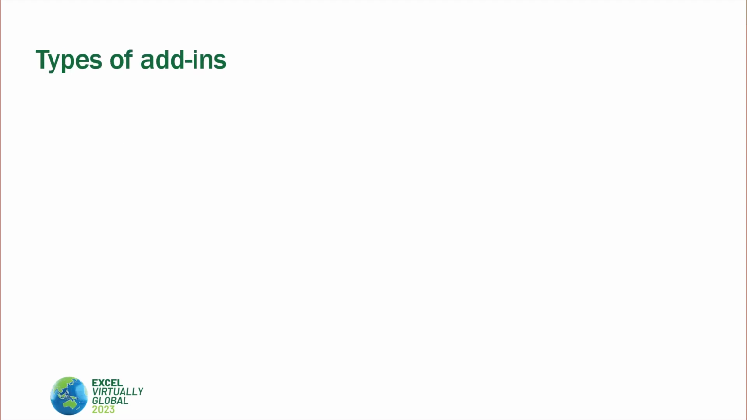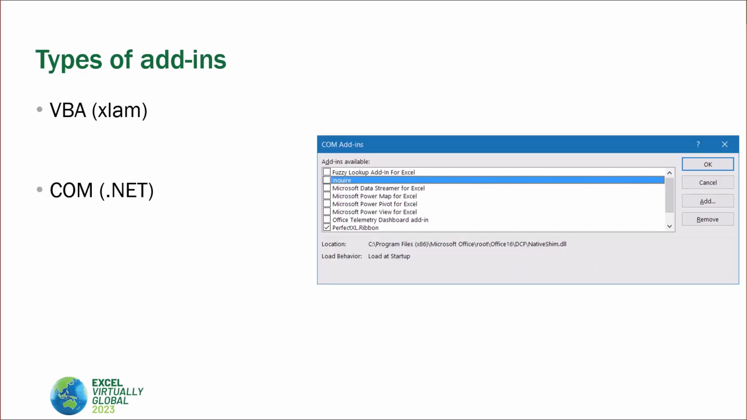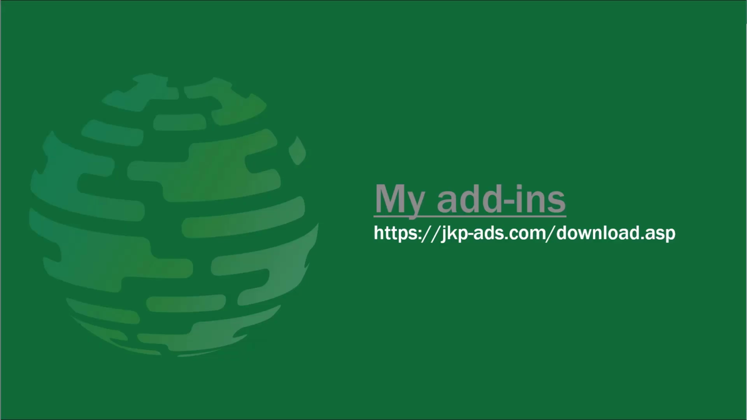There are different types of add-ins. The oldest one is the VBA add-in. Those are files with the extension XLAM. You access those add-ins by opening the add-ins dialog from the file options. That dialog looks like this. Another older type of add-in are the .NET type add-ins, also called COM add-ins. Those you access by going into File Options and then selecting COM add-ins from the list and clicking Go. And the last and most modern one are the Office JavaScript add-ins, currently called Office add-ins.